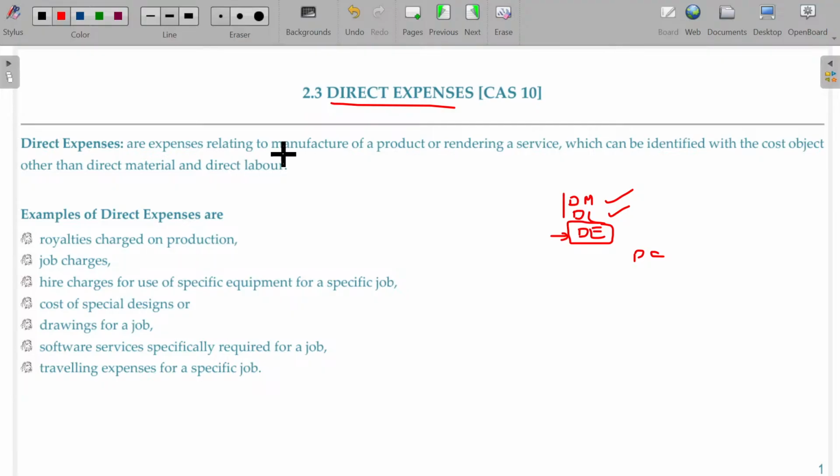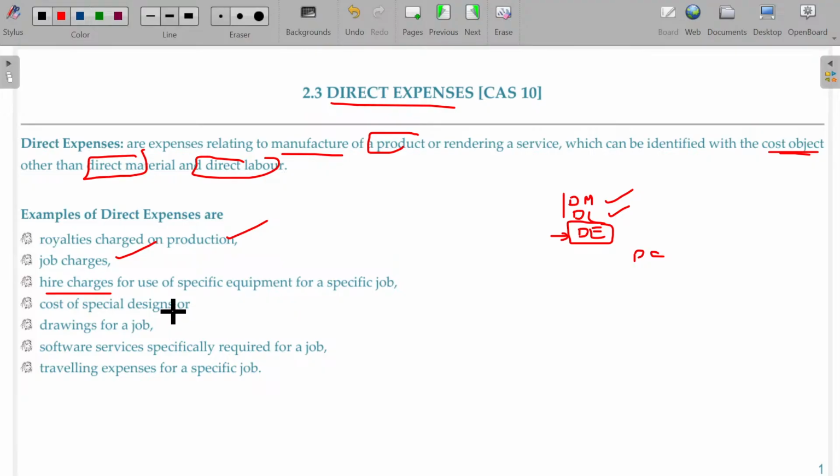Direct expenses are expenses relating to the manufacture of a product or rendering of services, which can be identified with the cost object, other than direct material and direct labor. Related to the final goods we prepared, but not being the direct material and direct labor, they will be considered direct expenses, like royalty charged on production, and job charges. Okay, some wood carving is outsourced. Okay, and hire charges for a specific job.